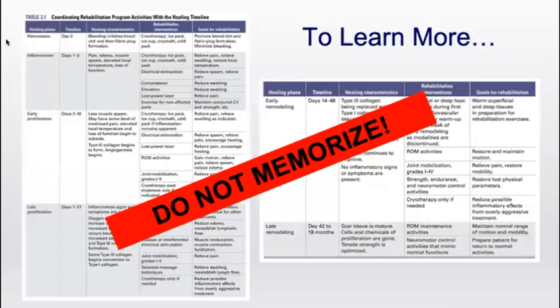So this would be chapter 3. This is a really good summary of what happens within each of the phases. So you've got the healing phase here, the timeline in the second column. Then you've got some characteristics, some suggested rehab interventions, and goals for rehab as well. Okay, so again, you don't need to memorize this. Be familiar with which one comes first, second, third, fourth, and probably the timeline that they're associated with.